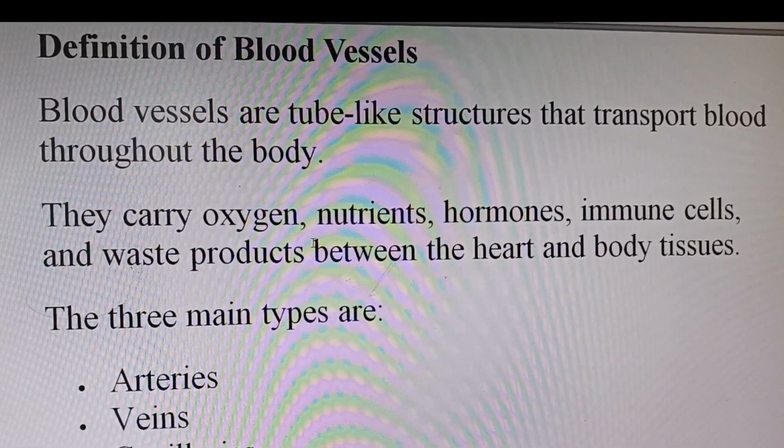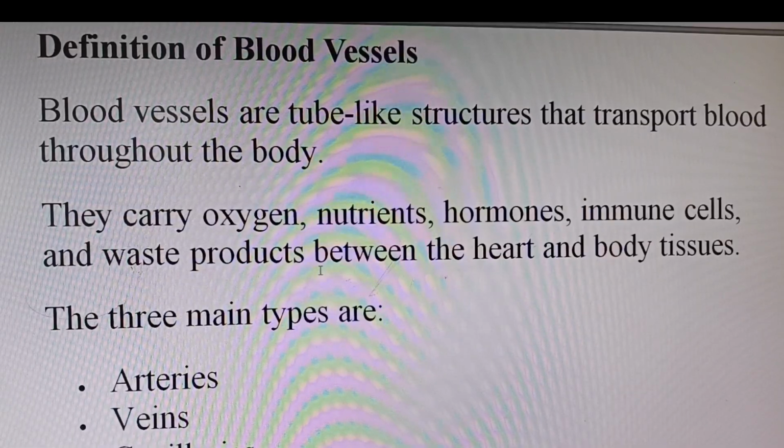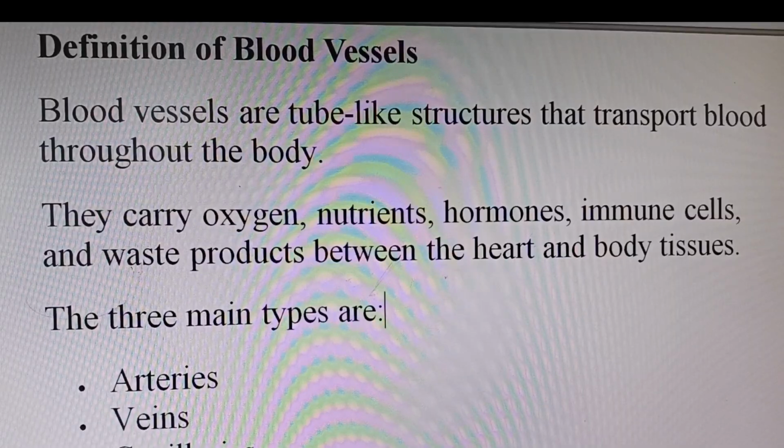In this video we will discuss the blood vessels, which are one of the components of the cardiovascular system. In the last video we discussed the heart, which is one of the components of the cardiovascular system. Today we will discuss the blood vessels. What are blood vessels? Blood vessels are tube-like structures that transport blood throughout the body. What do they carry? They carry oxygen, nutrients, hormones, immune cells, and waste products between the heart and body tissues.